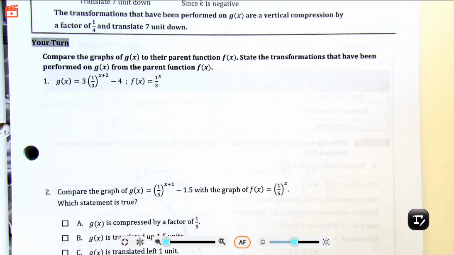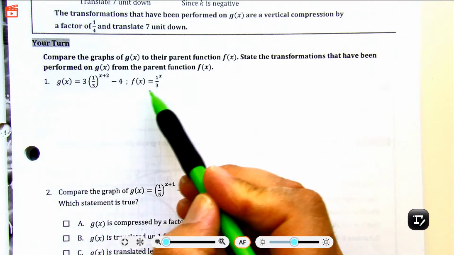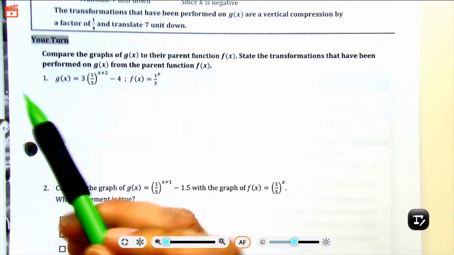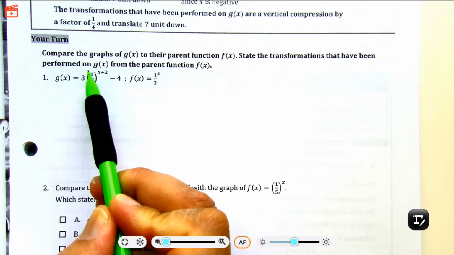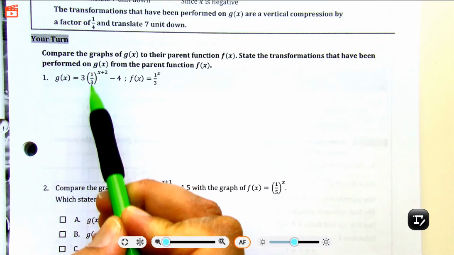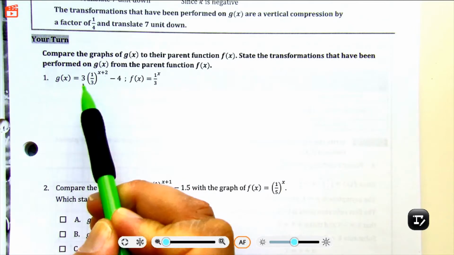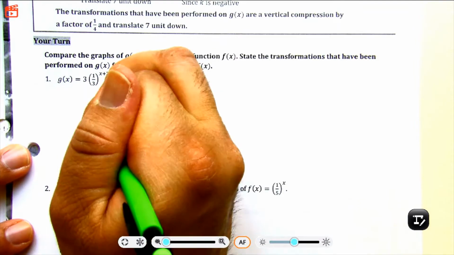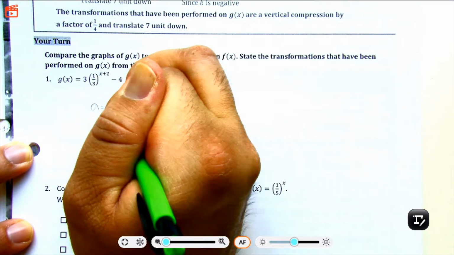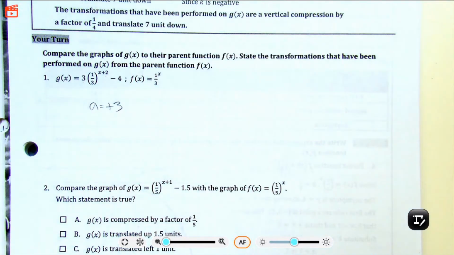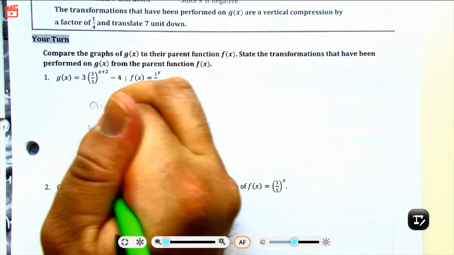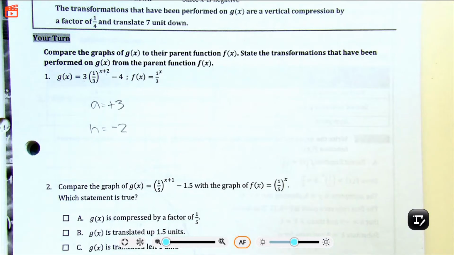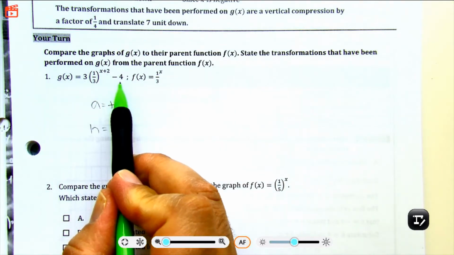But this right here is my parent function. F of x is equal to 1/3 to the x power. This here is my transform function. G of x equals 3 times 1/3 to the x plus 2 power. So let's identify what we have. We have a. So I'm going to write a is equal to +3. We have an h. H is equal to -2. And then we have a k. K is equal to -4.